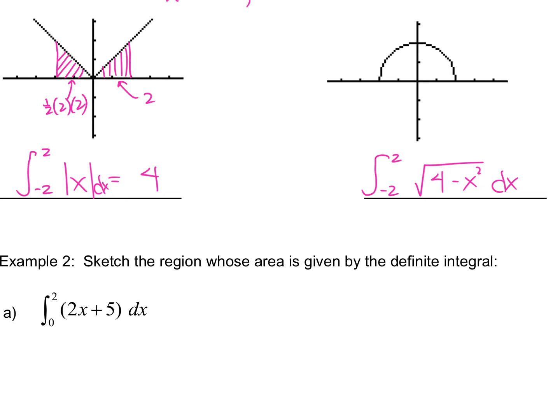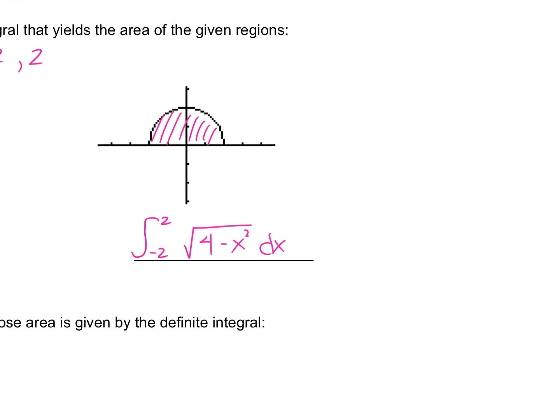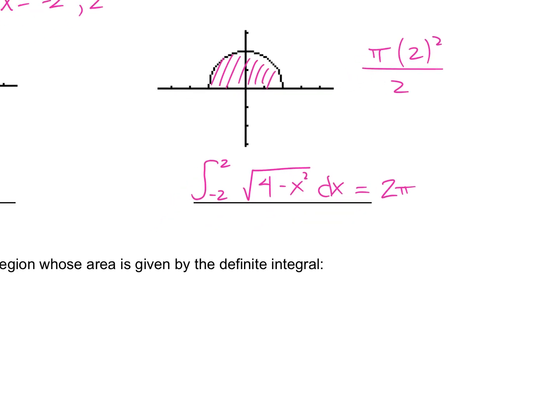It's easier for me to say, can I just find area of this half circle? Yes. How do you find area of that? Okay, I would do pi times my radius squared over 2. What are we going to get for that area? 2 pi. So these two were given graphs. Sometimes they will not give you a graph and they'll just ask you to go ahead and draw it yourself.